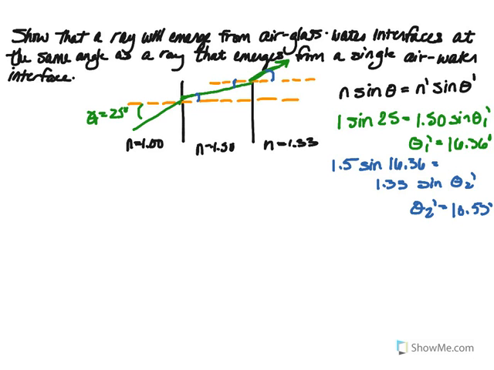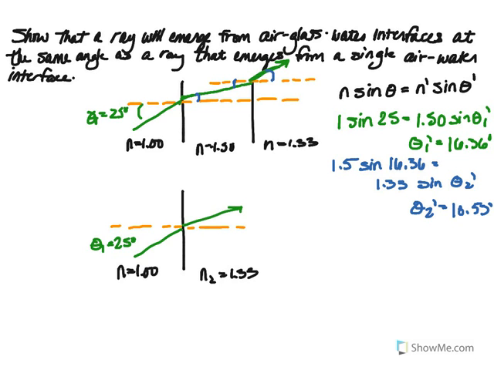And if we had a single air-water interface, here n is 1.0, and n2, or n prime, is 1.33. And this light ray, same incident angle, theta 1 is 25 degrees, and we want to find the emergent angle. So 1 times the sine of 25 is equal to 1.33 times the sine of theta prime. And if we solve for theta prime here, we end up with 18.53 degrees.